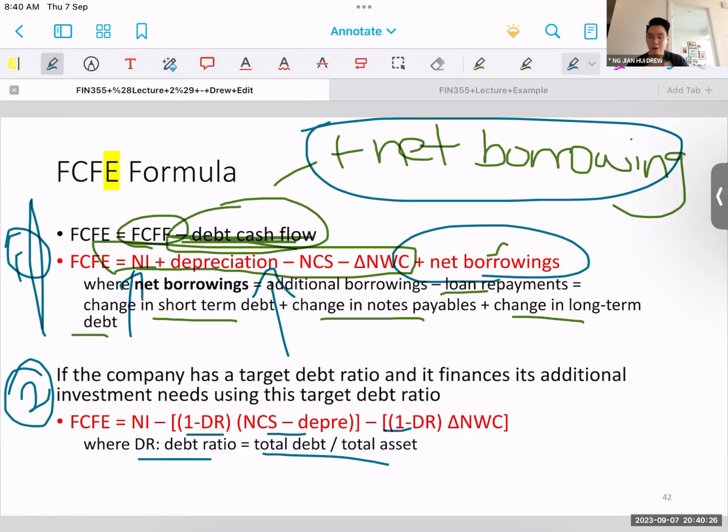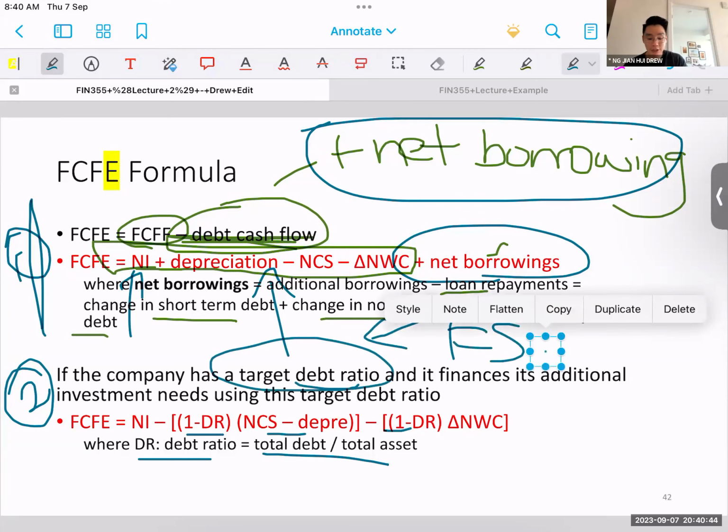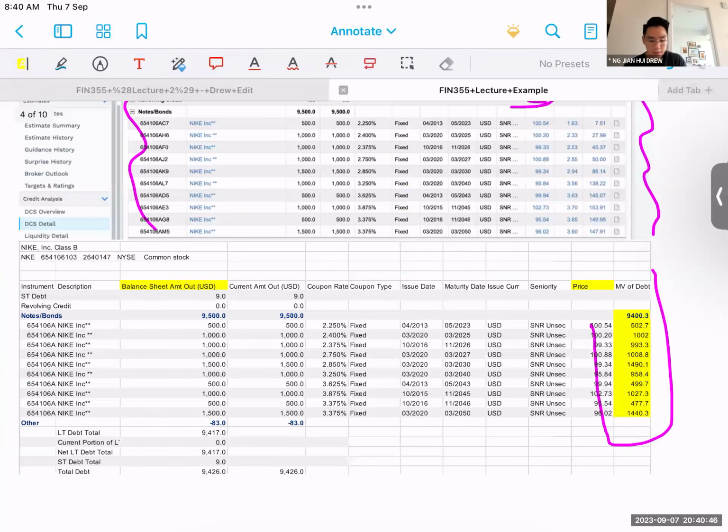I will not be showing how you derive the formula because that's not important. You will never be tested on derivation of formula. I want to highlight one more thing: this is the target debt ratio. So while you can use the financial statement debt ratio, I'm sorry.